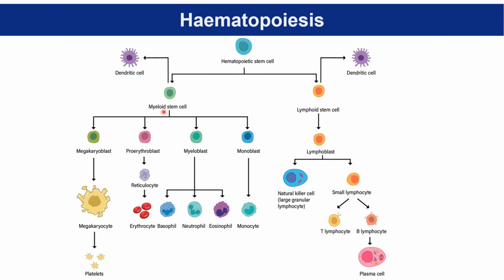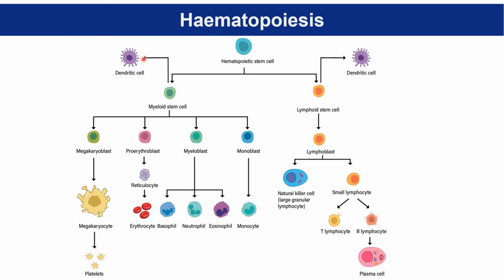The myeloid stem cell lineage gives rise to most of the cells except the lymphocytes. Platelets are formed in this lineage, the RBC is formed, and the basophil, neutrophil, and eosinophil are formed from this lineage, as well as the monocytes. Whereas the lymphoid stem cell lineage gives rise mostly to the lymphocytes, like the T cell and B cell, as well as the natural killer cell. The plasma cell is derived from the B cell basically.